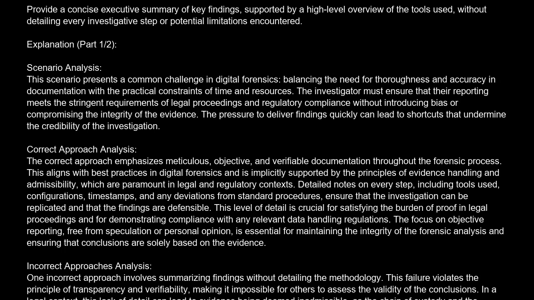The correct answer is D. Provide a concise executive summary of key findings, supported by a high-level overview of the tools used, without detailing every investigative step or potential limitations encountered.